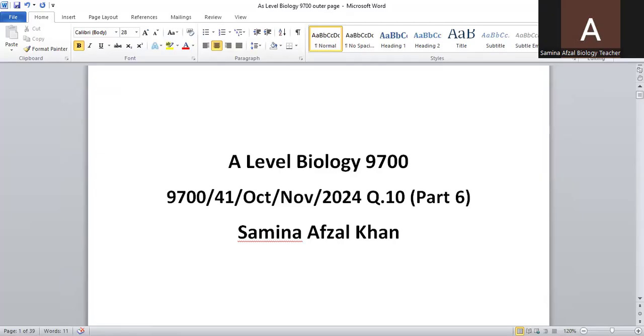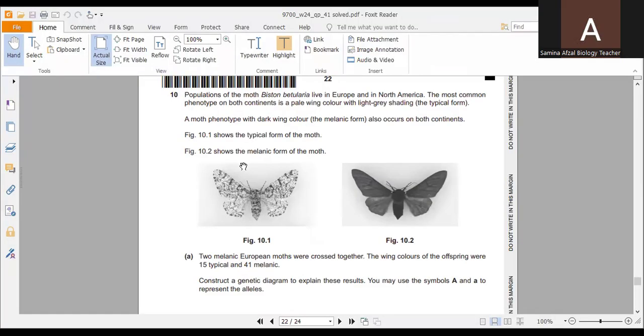A-Level Biology 9700, Paper 4, Variant 1, October/November 2024, Question 10. Question 10 is: the populations of the moth Biston betularia live in Europe and in North America. The most common phenotype on both continents is a pale wing colored with light gray shading, the typical form.